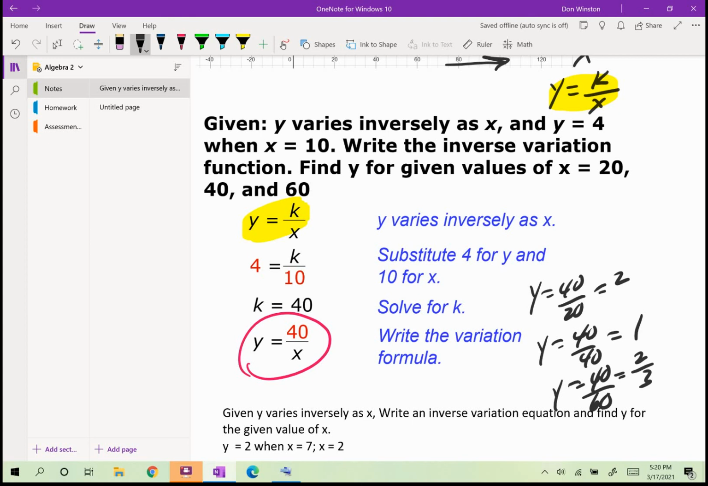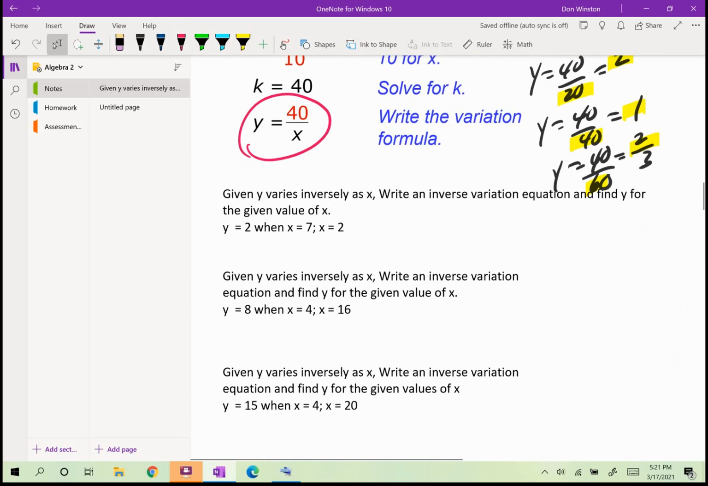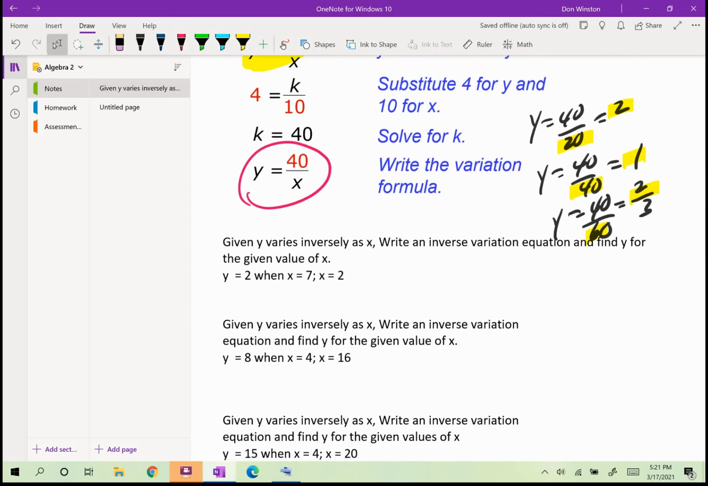I want you to notice each time x increases, y is decreasing. Okay. Inverse variation. And let's look at the next one.